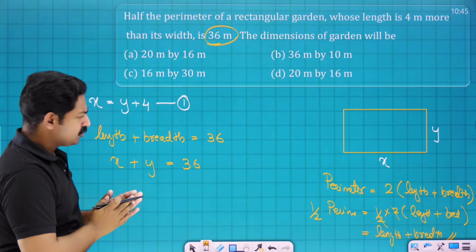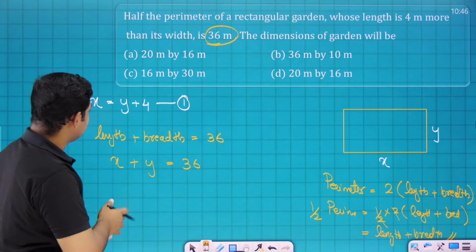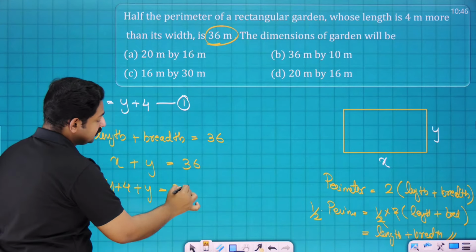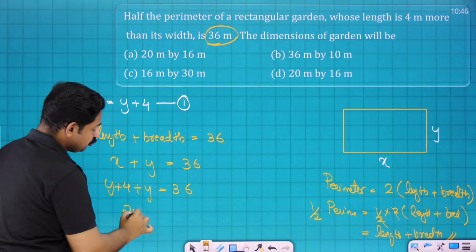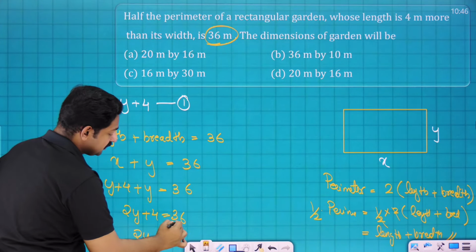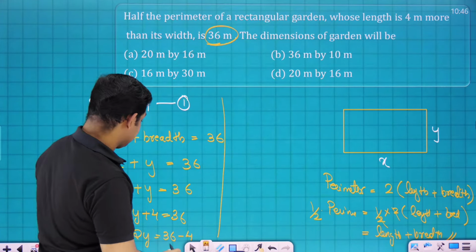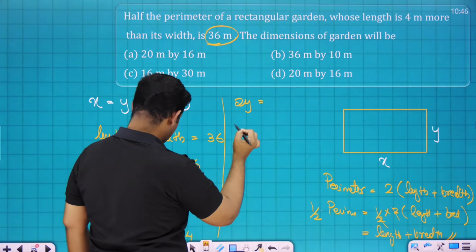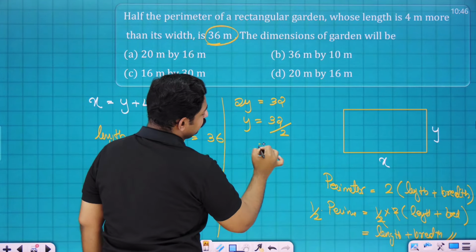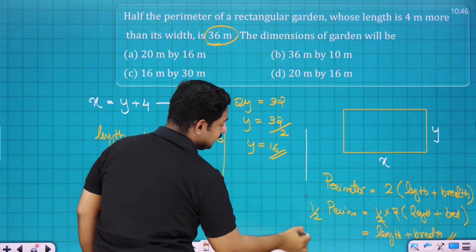That's the relation. So if x plus y is equal to 36, what is the value of x from equation number 1 that we got? From equation number 1 we got that x is equal to y plus 4. So y plus 4 plus y is equal to 36. So y plus y is 2y. So 2y plus 4 is equal to 36. You will be getting 2y is equal to 36 minus 4, so 2y is equal to 32. Then y is equal to 32 by 2, which is 16. So the value of y is equal to 16.